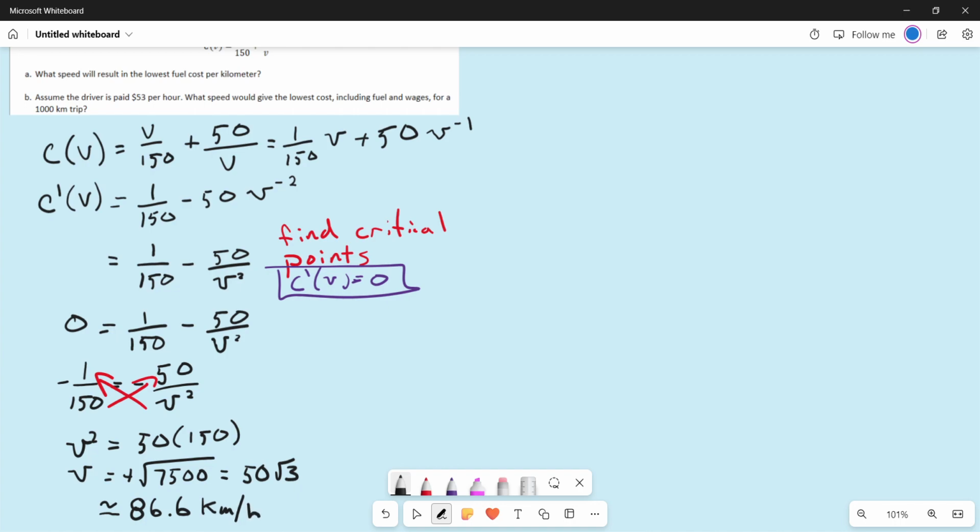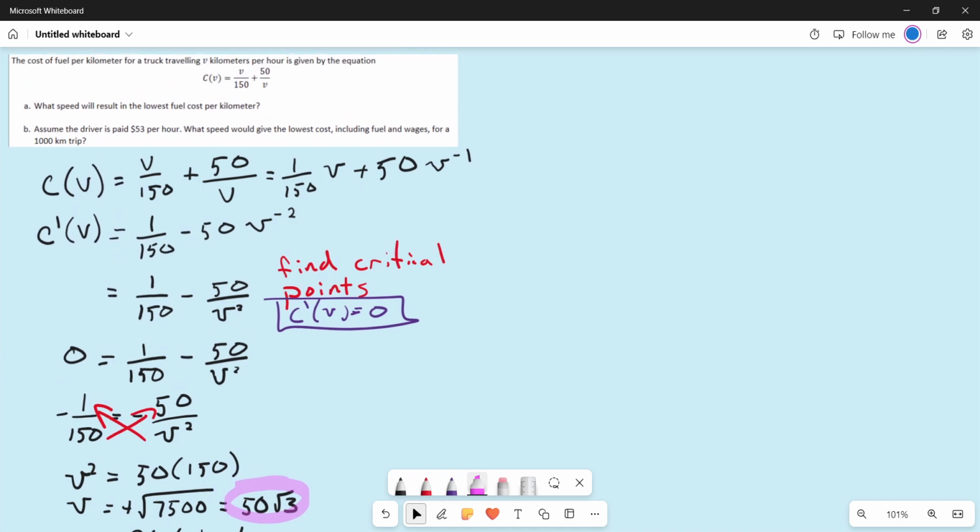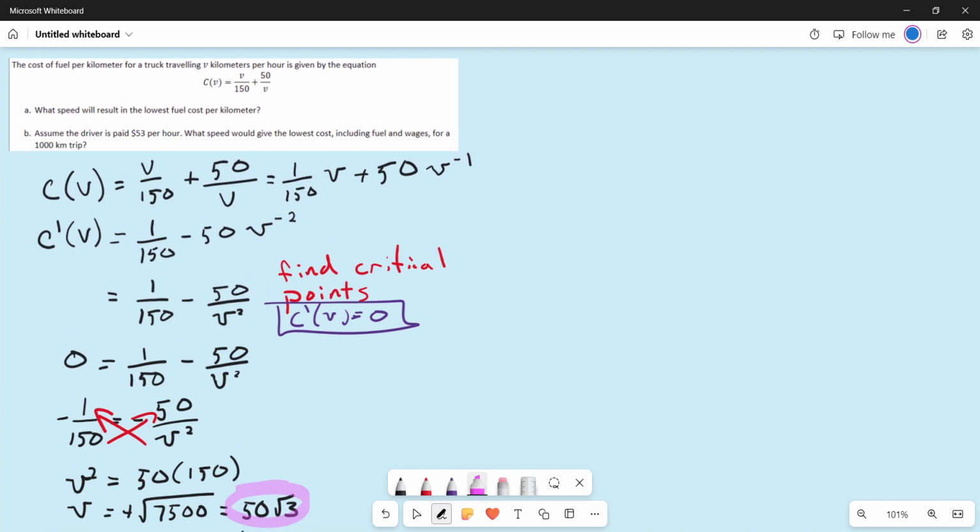Now, to test, we're going to keep the exact value, 50 root 3, or we could do the square root of 7,500. I'd mentioned we skipped over the domain. The domain, we're just dealing in positives here. Once we see what the graph looks like, we can see that negative velocities will give us a negative cost, which doesn't make a whole lot of sense. So for our domain, I would say v is an element of the reals, and v has to be positive.